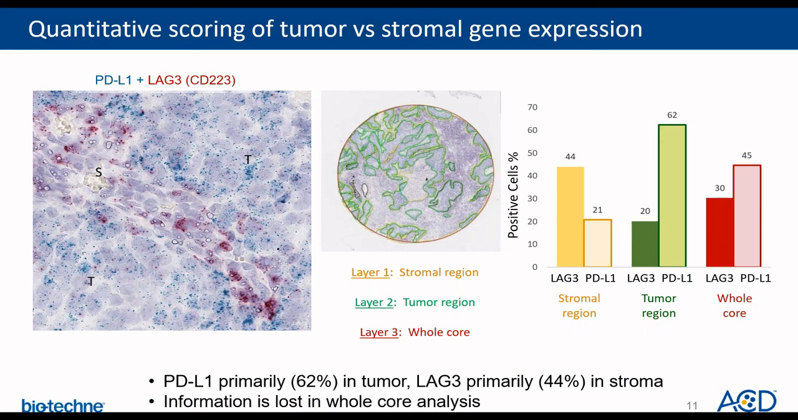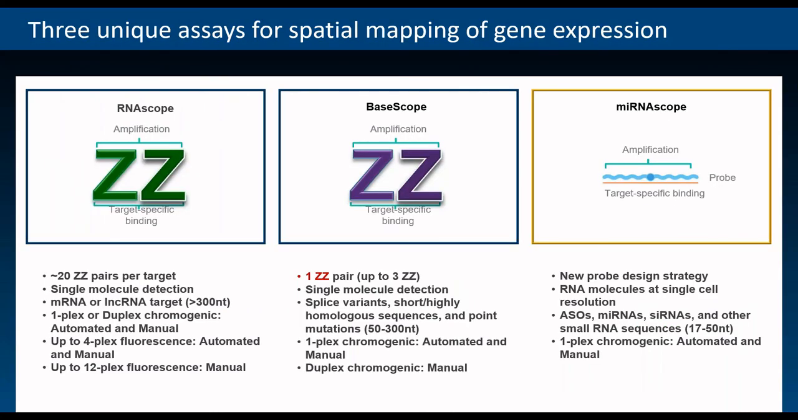Here is an example of RNAscope being used to tease out heterogeneity in gene expression within the tumor. This is a duplex chromogenic staining for PD-L1 and LAG3, which are two common targets in immuno-oncology. It was found that in this tumor, PD-L1 is primarily expressed in the tumor compartment, whereas LAG3 is primarily expressed in the stromal compartment. This information is lost in the whole core analysis.